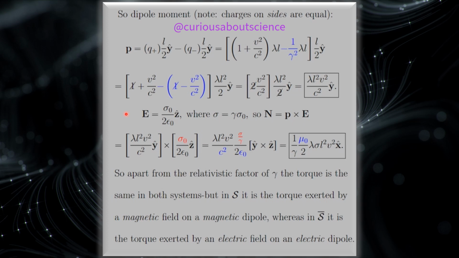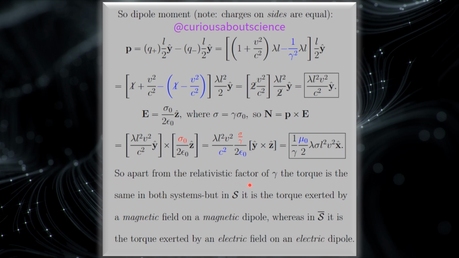And so, of course, anything like this with a parallel plate is going to have a field of sigma naught over 2 epsilon naught z hat, pointing up, of course, if it's positive, where sigma is equal to gamma sigma naught, so N is equal to P cross E. And after some clever substitutions with the gammas, and we get C squared, epsilon naught squared, all that stuff, we get 1 over gamma mu naught, because we're getting rid of the C squared and epsilon naught, over 2 lambda sigma L squared V squared x hat, and we see that we have the sigma and the lambda here.